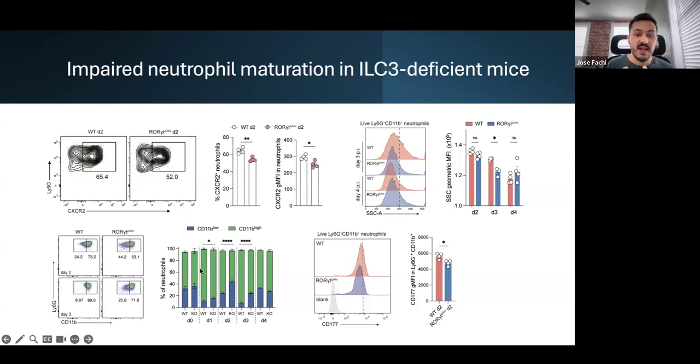They also show impaired maturation by low CD11b expression. When they express less CD11b, they are not ready for fighting, so they are immature. We can see that we have more CD11b low neutrophils in the knockouts, mainly in the early phase. And also CD177, which is a marker for neutrophil activation. We see that ILC3 deficient mice have less of this marker related to neutrophil activation. So overall, we have fewer neutrophils and impaired maturation of these neutrophils in the ILC3 deficient mice.